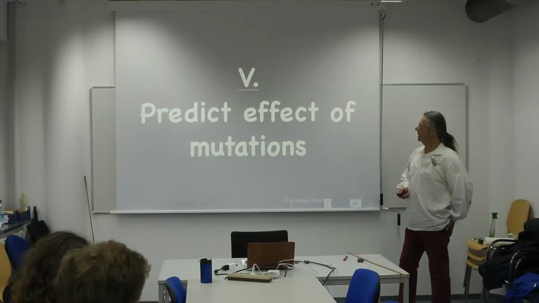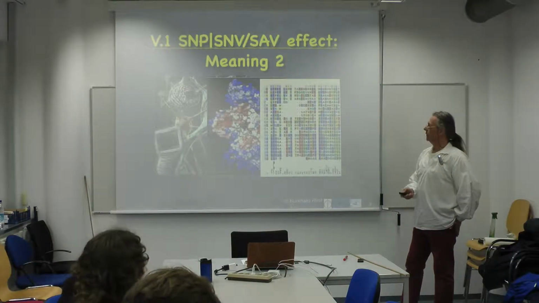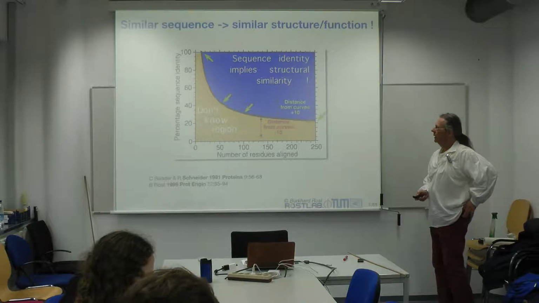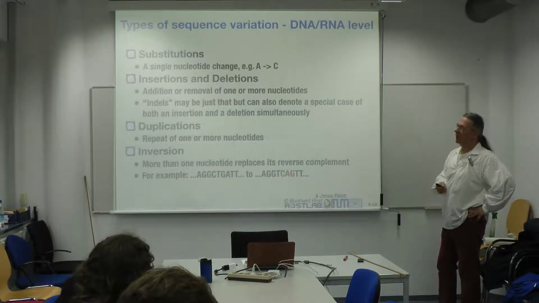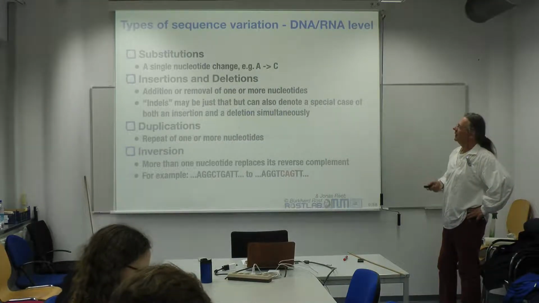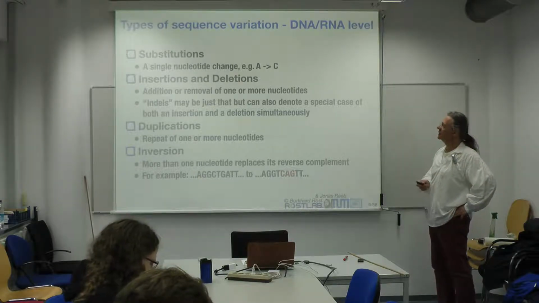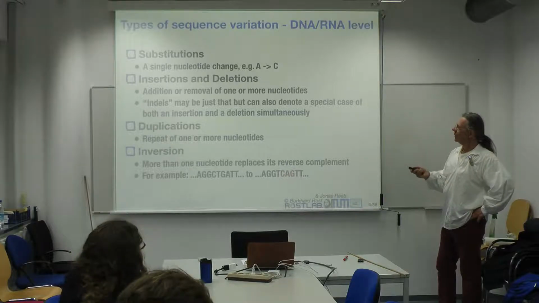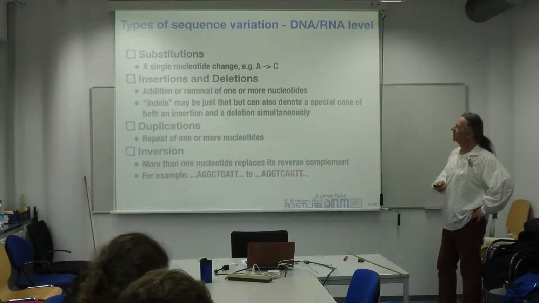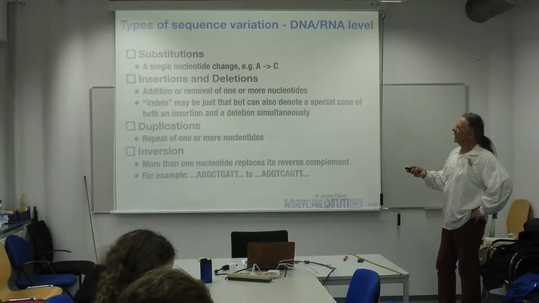Effect prediction of sequence variants. So first let's go back to what effects mean on the level of DNA or RNA. There are substitutions, so single nucleotide changes, A to C for instance. There are insertions, which is essentially addition or removal of one or more nucleotides.